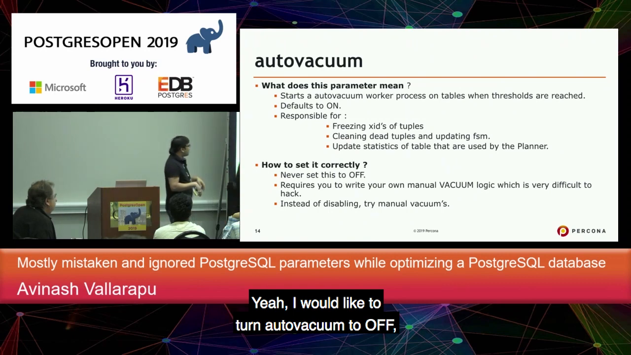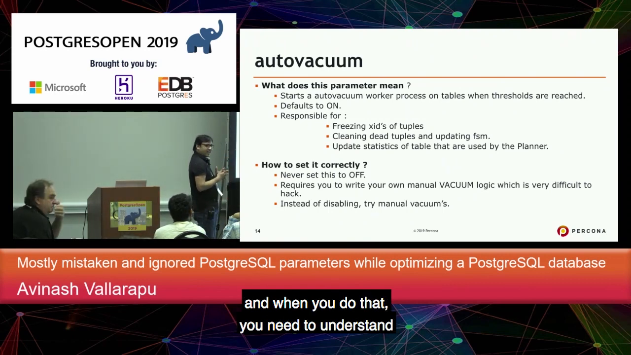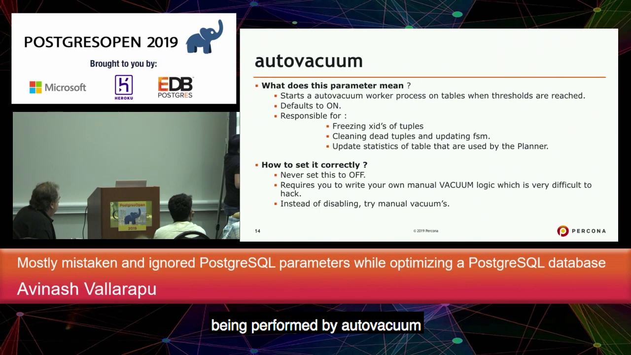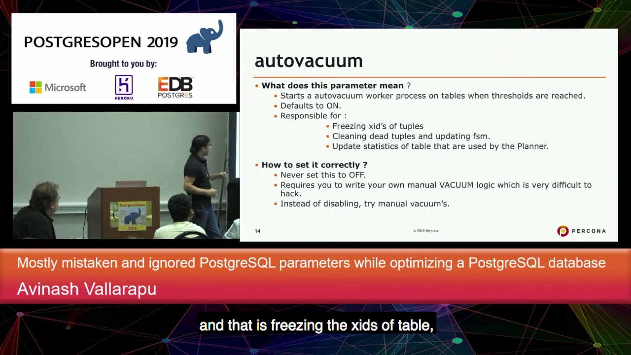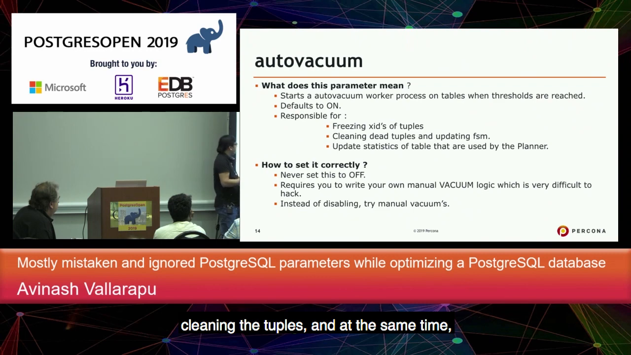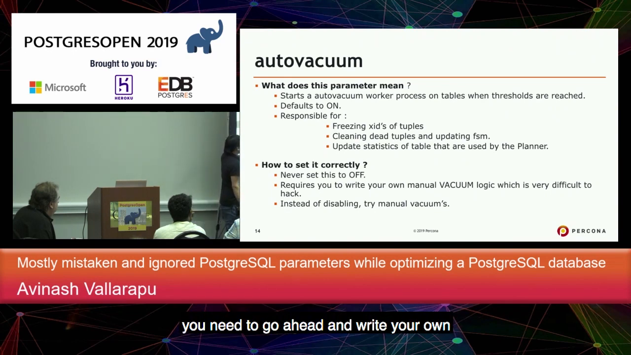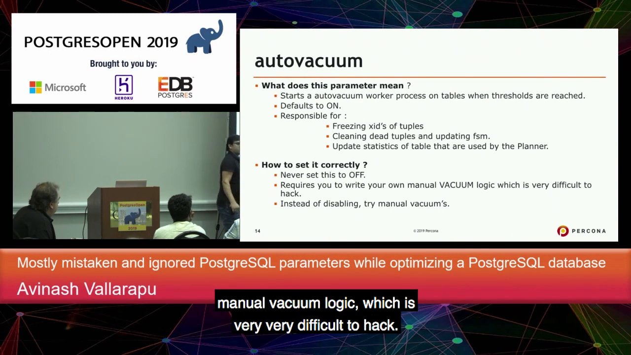Yeah, I would like to turn autovacuum off. And when you do that, you need to understand that there are three activities being performed by autovacuum: freezing the XIDs of tables, cleaning dead tuples, and at the same time, updating statistics of tables. For these three activities, you need to go ahead and write your own manual vacuum logic, which is very, very difficult to hack. So, thanks.